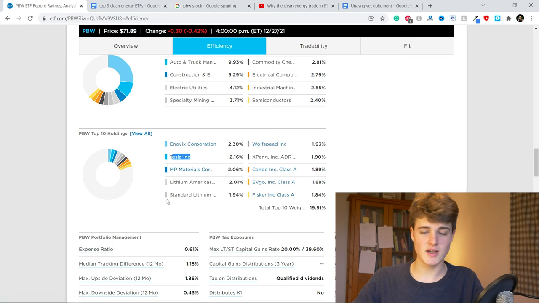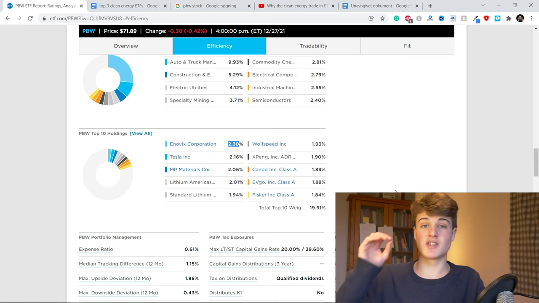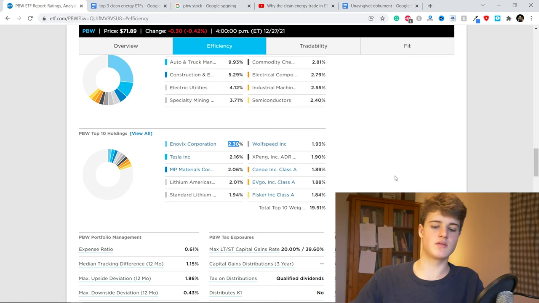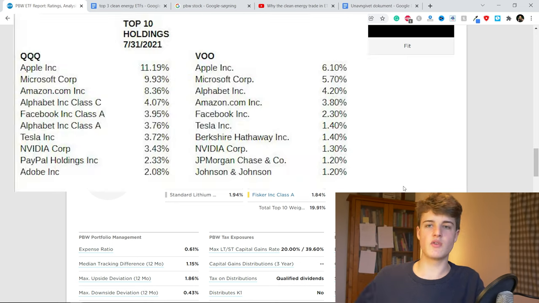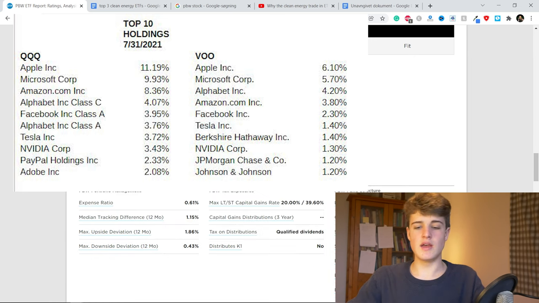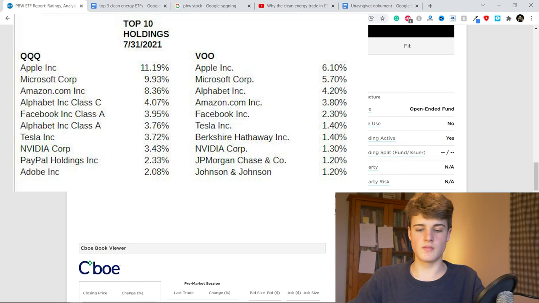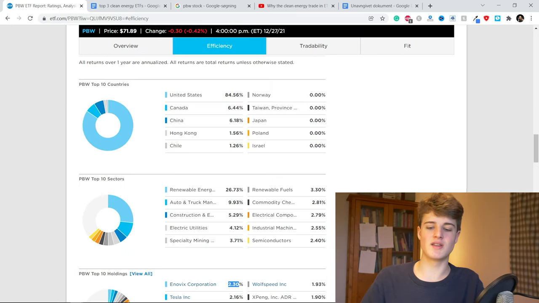Maybe you've heard of Tesla, probably you've heard of Tesla. And they're all really small holdings, like 2% and 1%. That's very small for this sector. If you're looking at the S&P, the top holdings are more than this, I can tell you.